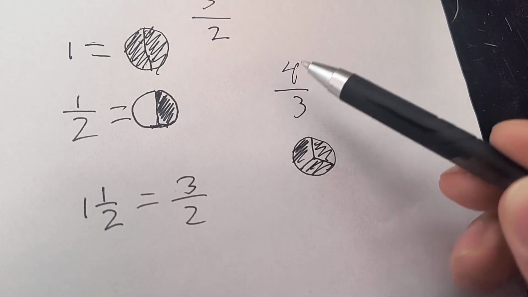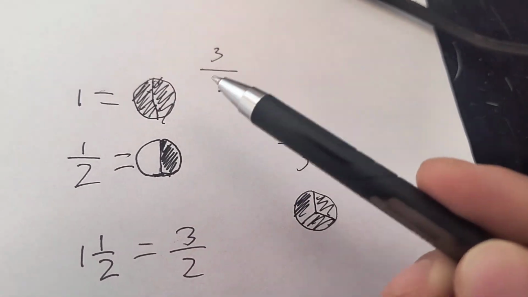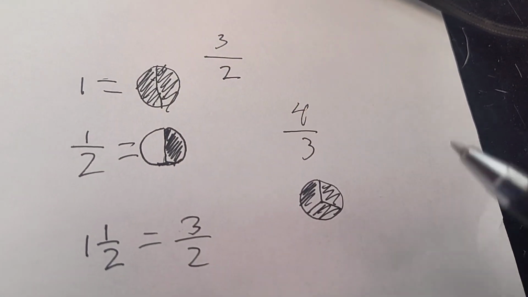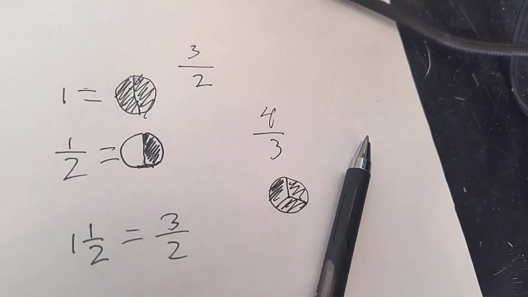Because it's more, the numerator is more than the denominator. If the numerator is more than the denominator, that is an improper fraction.